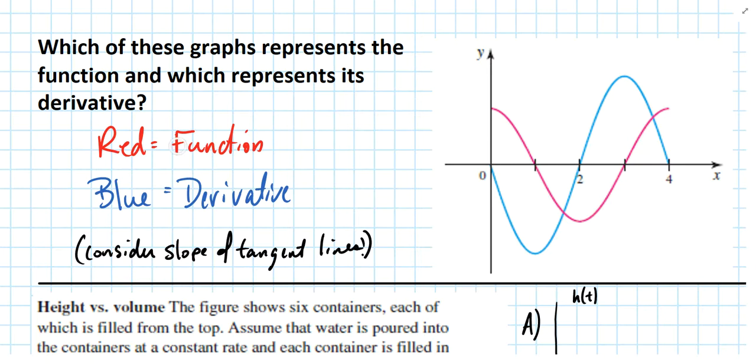So the answer that I think is true is that the red graph represents the function and the blue graph represents the derivative. And here's my argument, especially when considering the slope of the tangent lines. This red graph, if you look at this position, and presumably this position, each has a slope of 0 when we consider their tangent lines. So if I consider that position on the blue graph, I should see an equation result that equals 0, and that happens in each case.